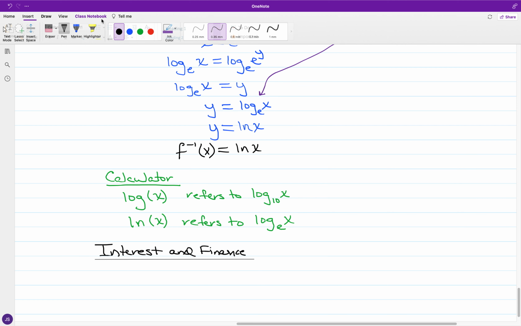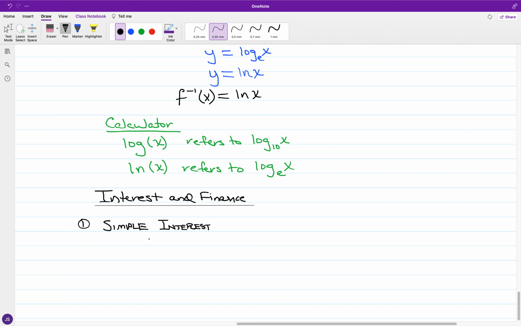I'll be looking at 3 categories of finance. If we have simple interest, I have a couple of formulas here. You have I is equal to PRT, and we have A is equal to P plus I.